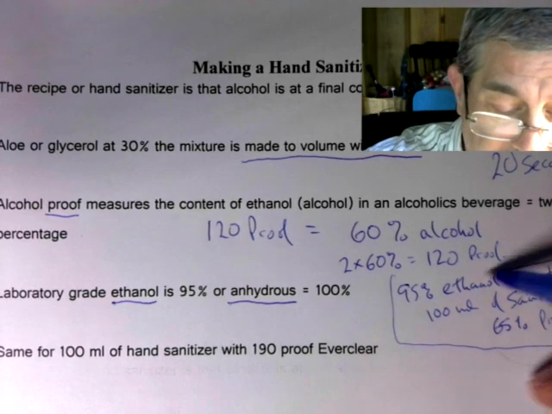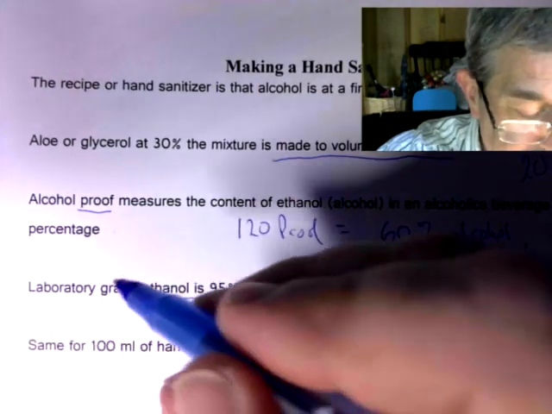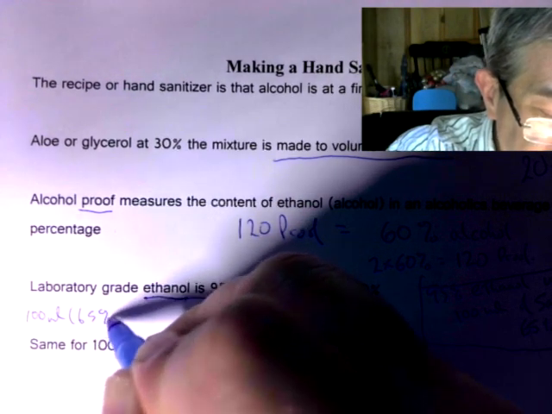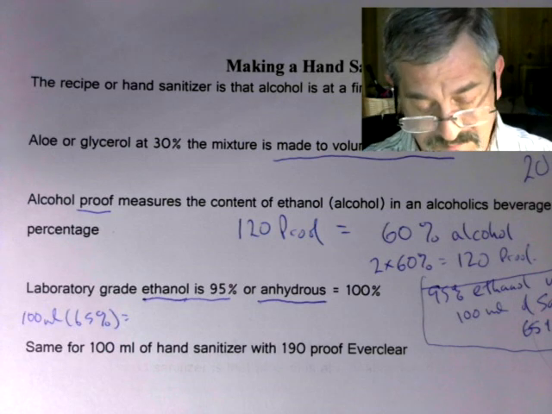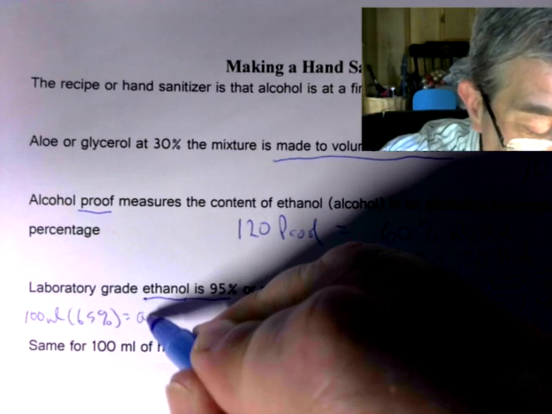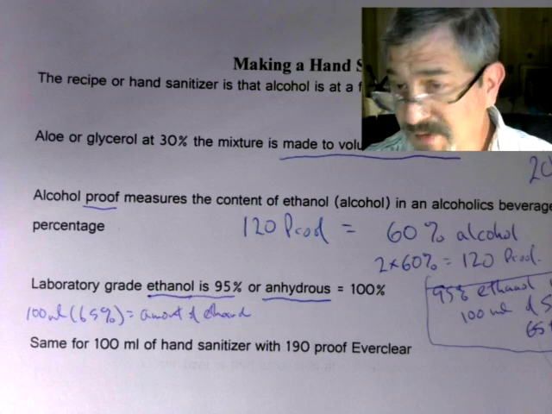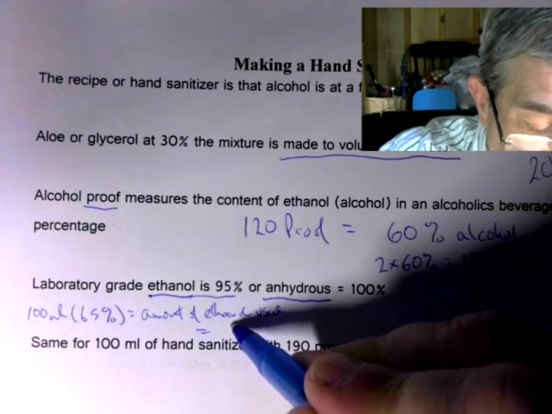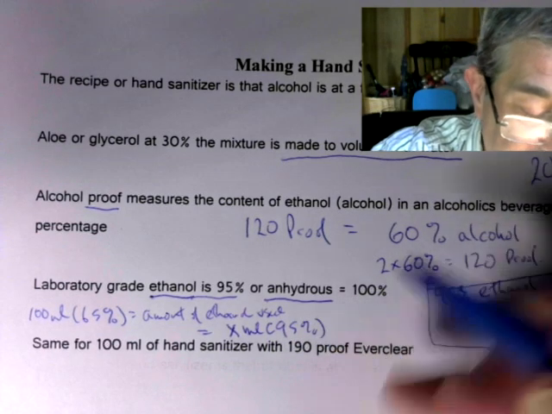So here's our problem. We're using laboratory grade ethanol, and the amount that we'd need, say 100 milliliters at 65%, would tell us how much ethanol we should actually have. So that's the amount of ethanol. Now we're going to make that amount from 95% ethanol. So the amount that we'd need would be equal to some number of milliliters that we don't know yet, which we'll represent with X, times 95% ethanol.